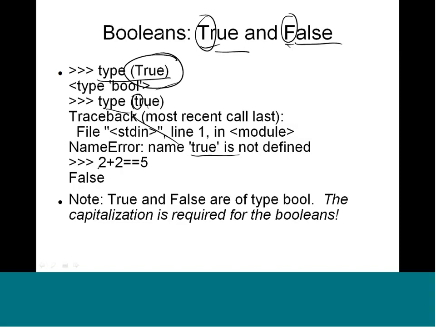And if you specify something like 2 plus 2 equals 5, this is a conditional checking whether this is the same, and the result is False. So True and False are of type boolean, and the capitalization is required for booleans. So just remember that.